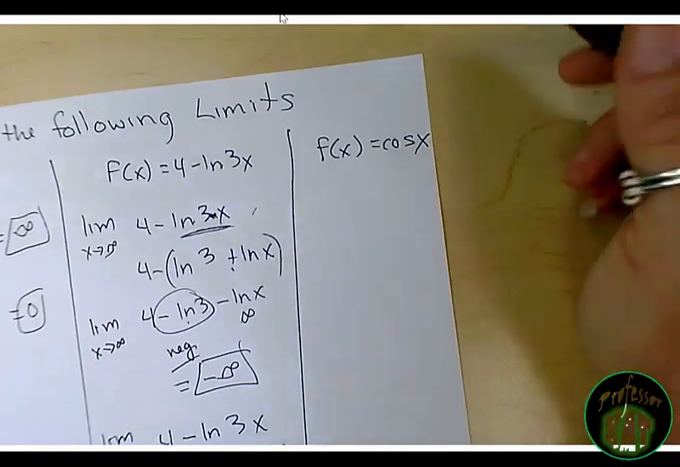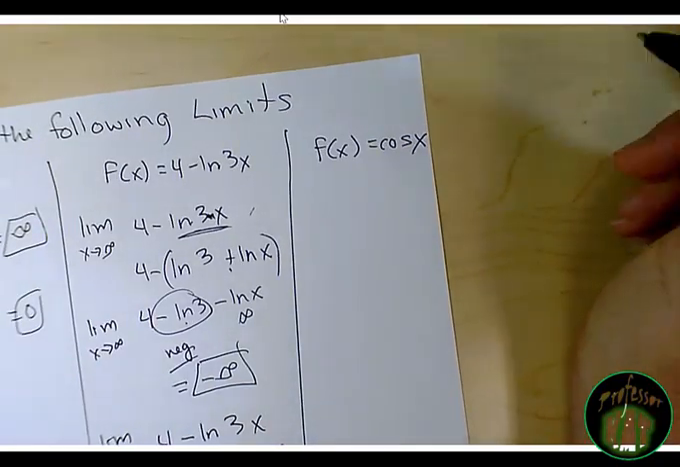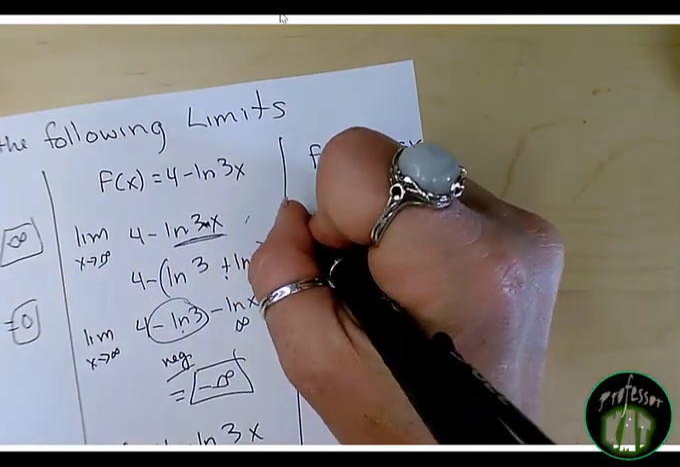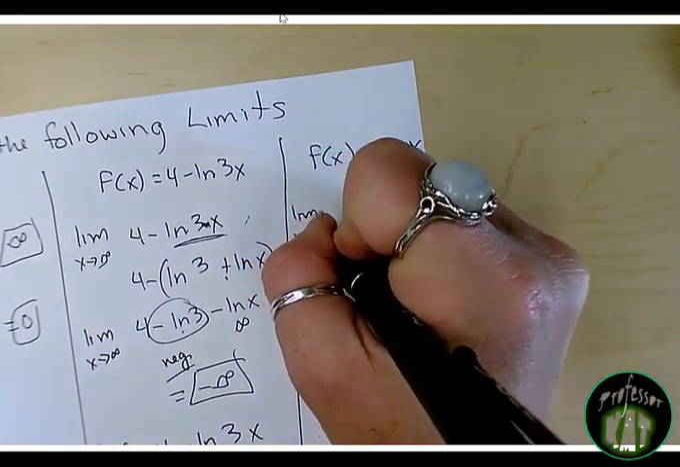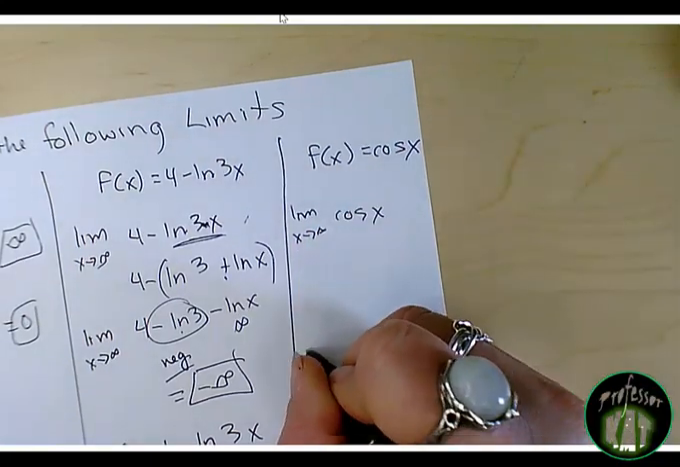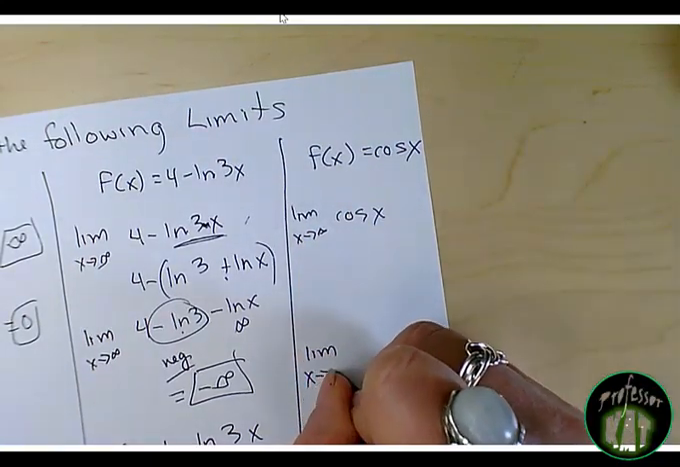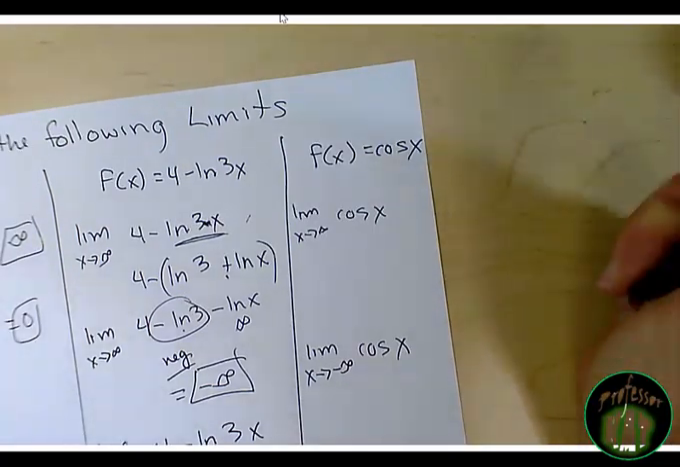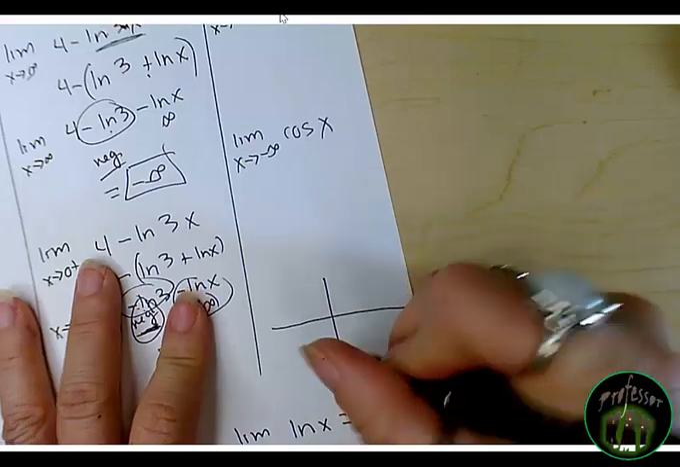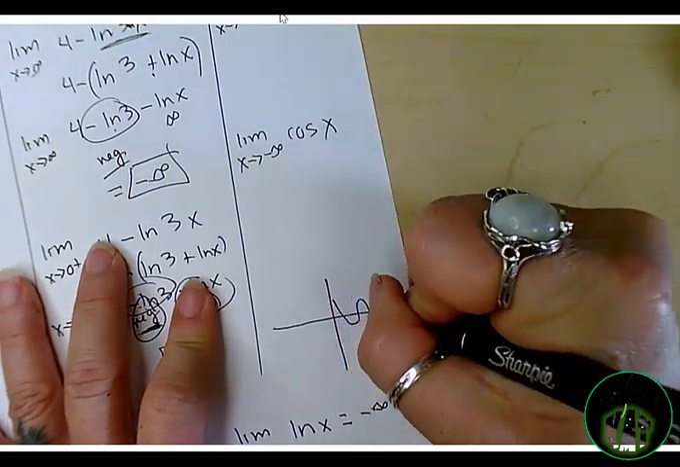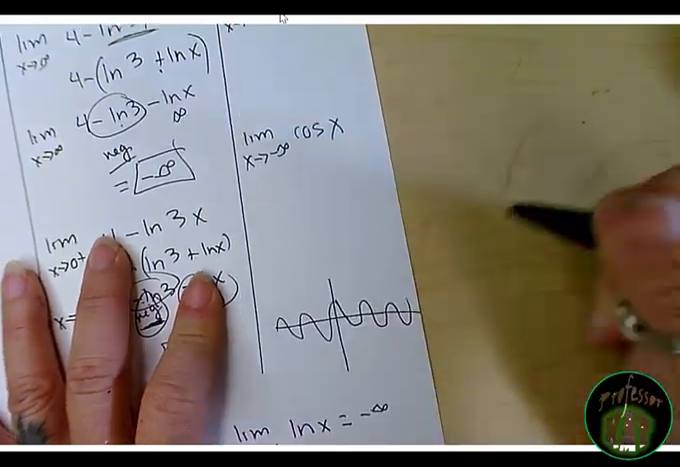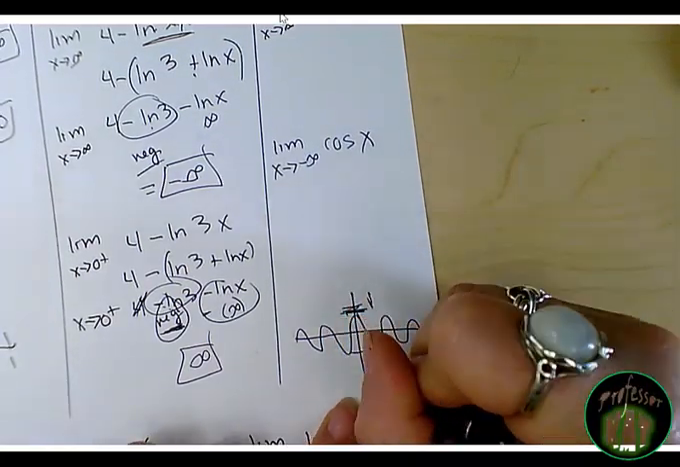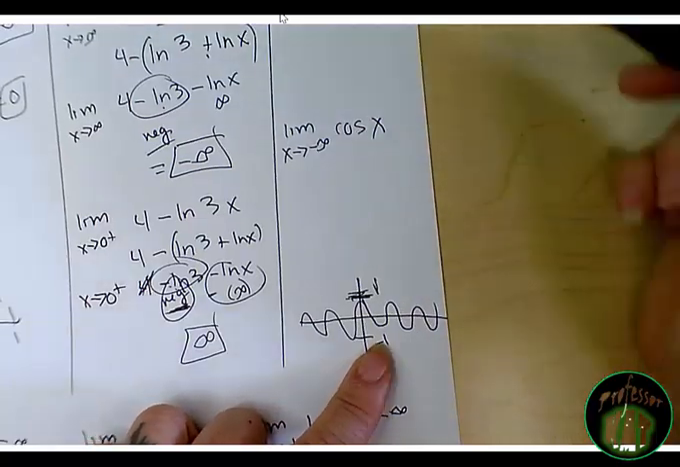Last example, the limit of cosine. So we are going to look at the limit of this cosine as it approaches positive infinity. So the limit as x approaches positive infinity of cosine x, the limit as x approaches negative infinity of cosine x. Now, what we should hopefully remember about cosine is that the cosine graph looks something like this, which means that we know that it's going to oscillate back and forth between positive 1 and negative 1.